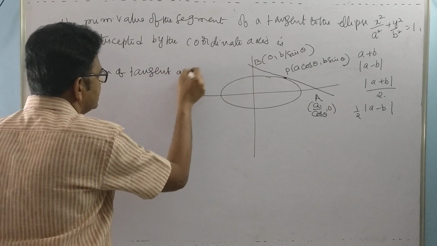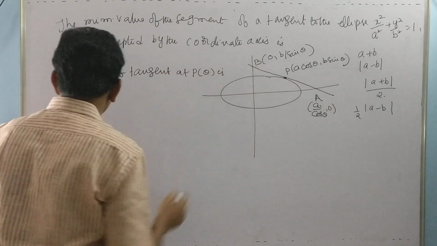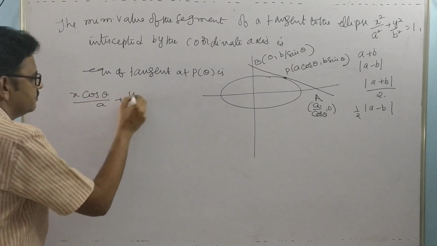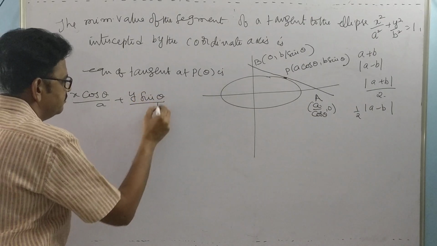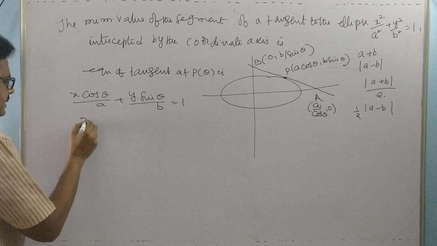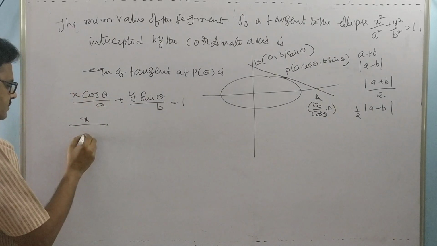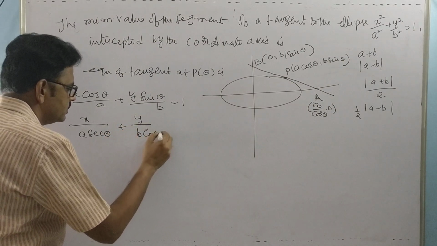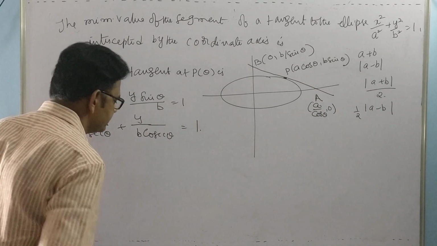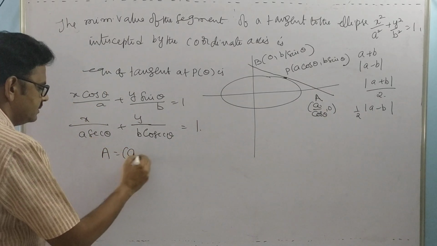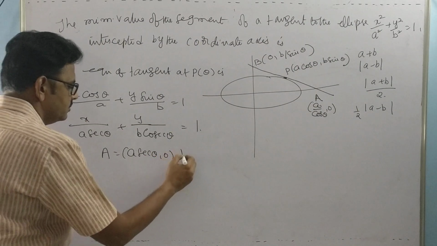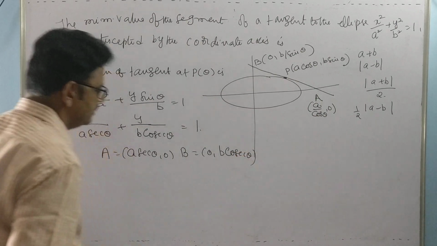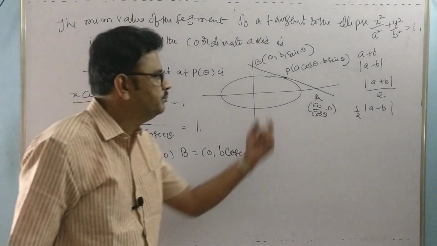The equation of tangent at the point P theta is x cos theta by a plus y sin theta by b is equal to 1, or x by a secant theta plus y by b cosecant theta is equal to 1. Therefore A coordinates are a secant theta, comma 0, and B coordinates are 0, comma b cosecant theta. Now we have to find the minimum value of AB.